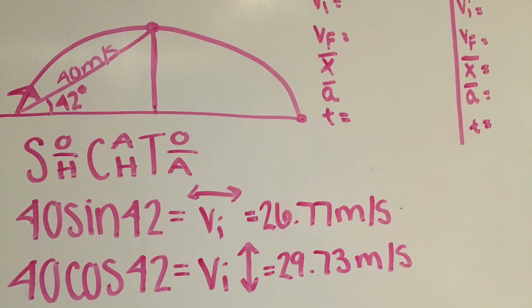Now, using the information given in the problem, we will plug in 40 for h and 42 for theta in the equations h sine theta equals your horizontal initial velocity and h cosine theta equals your vertical initial velocity. Our equation to find our vertical initial velocity will now be 40 cosine 42, giving us 29.73 meters per second. And our equation for finding our horizontal initial velocity will now be 40 sine 42 equals 26.77 meters per second.